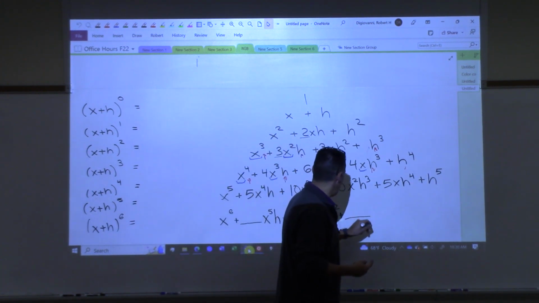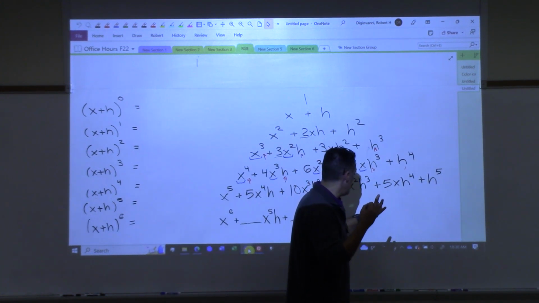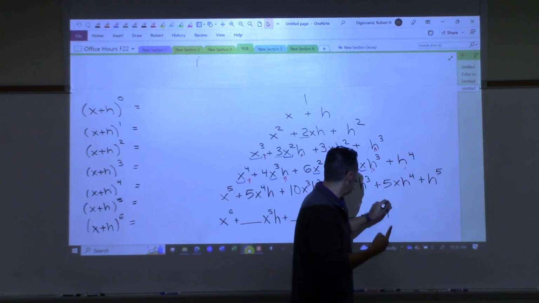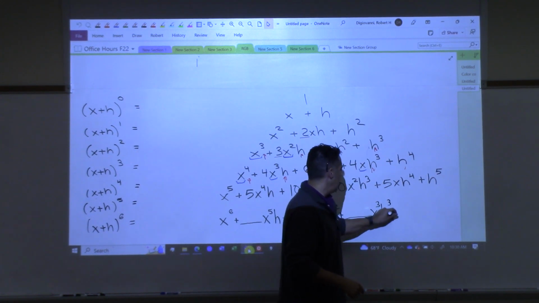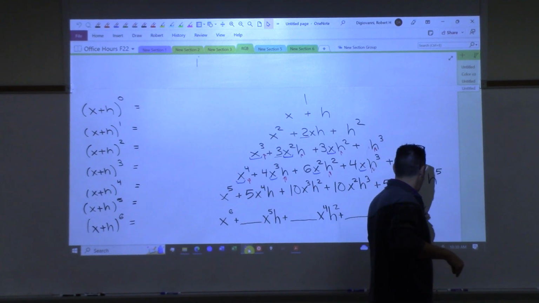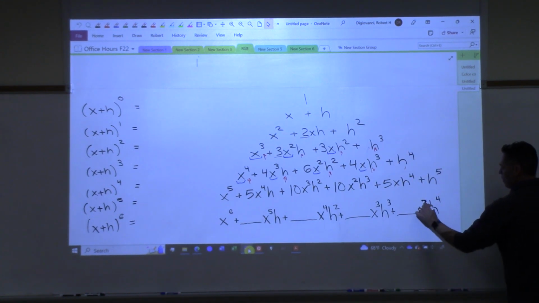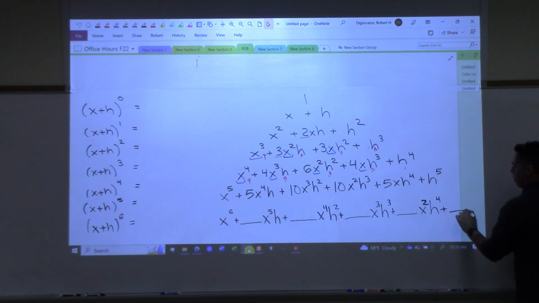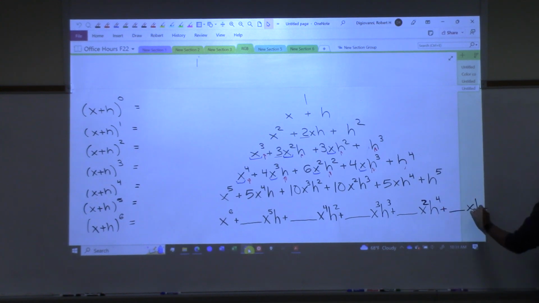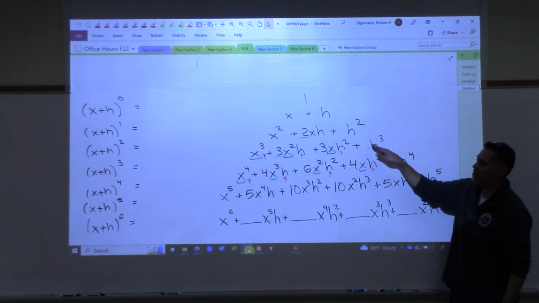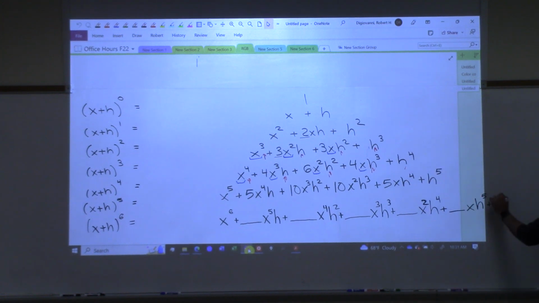Plus some number, and then I'm going to have x to the 3rd. Power on x goes down, power on h comes up, right? Plus some number, power on x goes down, x squared, power on h goes up, h to the 4th. Plus some number, now power on x goes down, power on h goes up. And then one last one. Do y'all notice on the last one it's always just h to that power? So the last one should be h to the 6th.